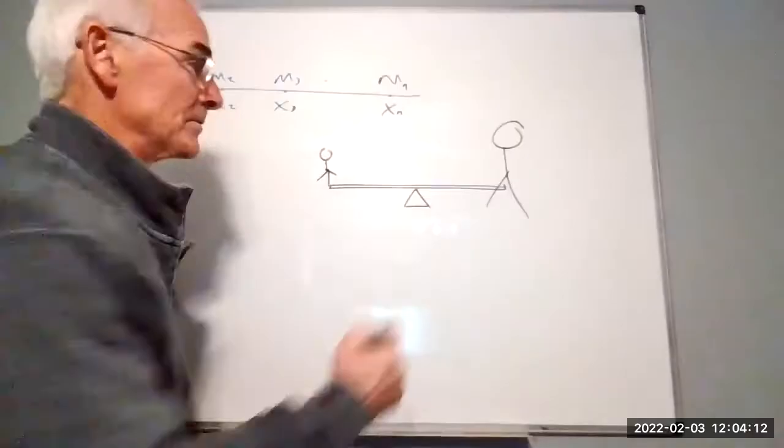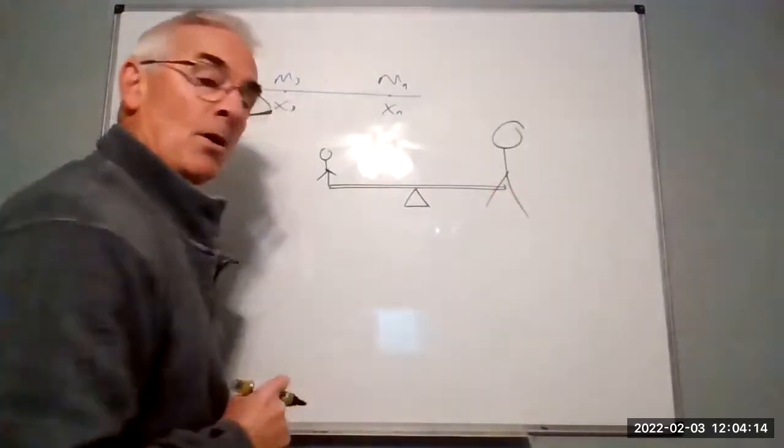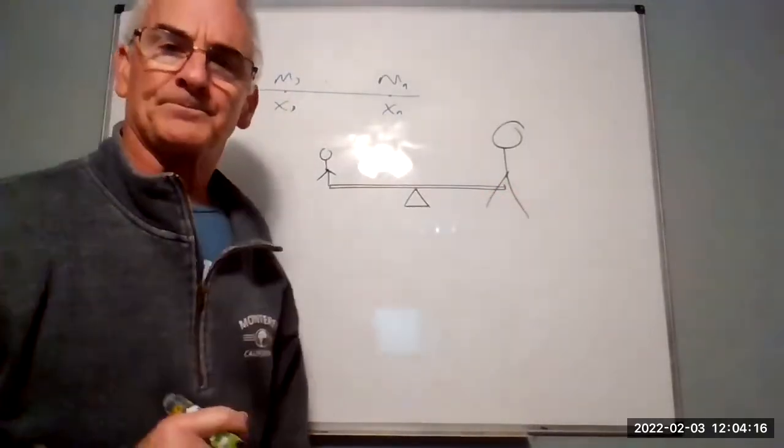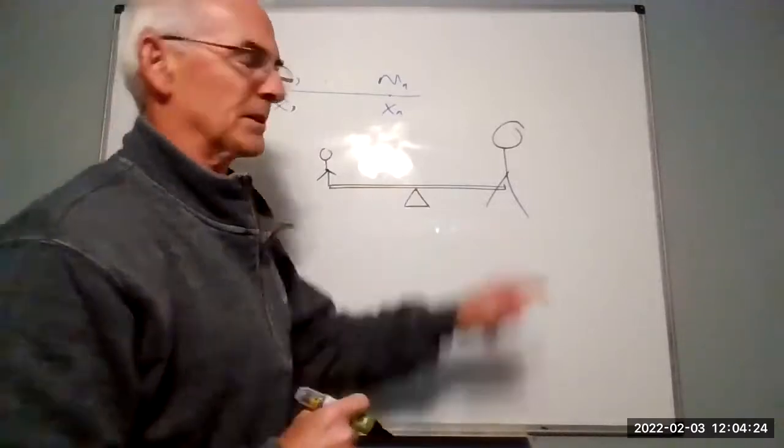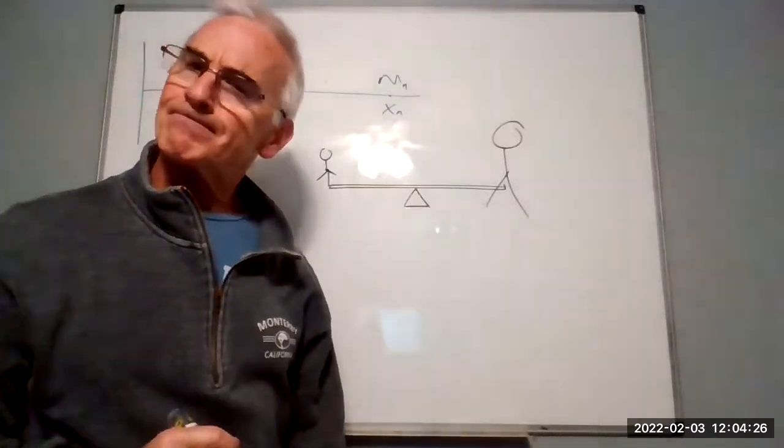Professor? What do you think? We can move him inwards, more towards the center of the teeter-totter. Okay, so you can say move this kid closer. What about the fulcrum? Just move to the right. Which way should the fulcrum move? Towards the smaller person or towards the bigger person if I want them to balance? Towards the bigger person.